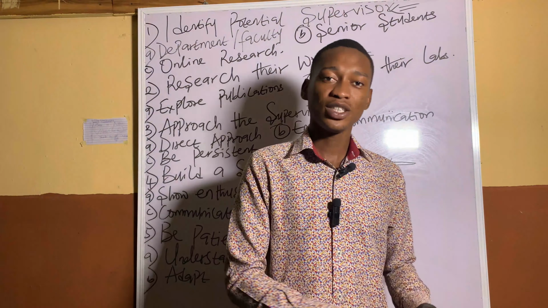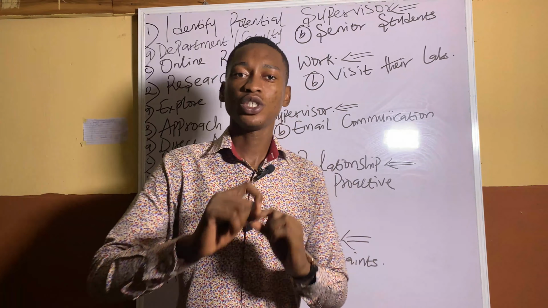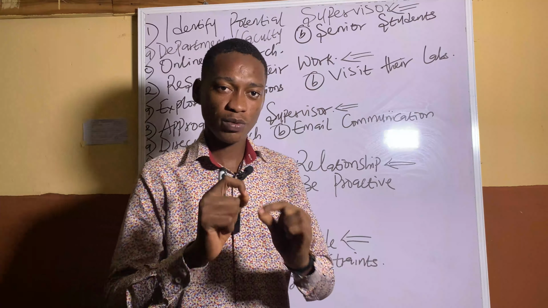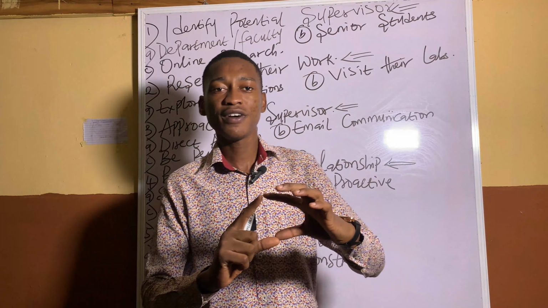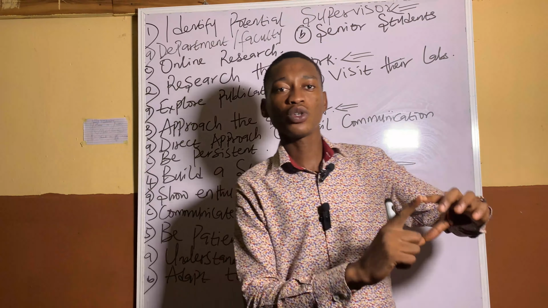Now, for you to secure a research supervisor, the first thing you will do is identify a potential supervisor. How do you identify a potential supervisor? The first one is you identify the department or faculty of your supervisor. Let's take for instance, your department is microbiology. You need to identify, is the supervisor I'm looking at under the Department of Microbiology, or under another department in the faculty? Let's take for instance, the faculty we are talking about is the Faculty of Biological Sciences.